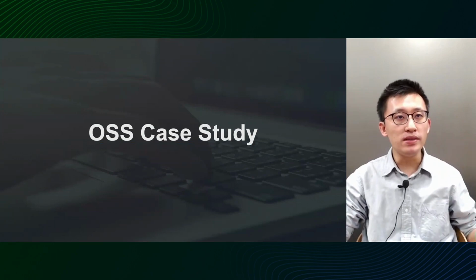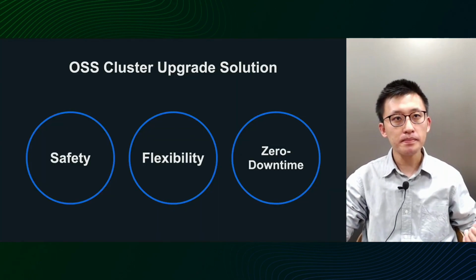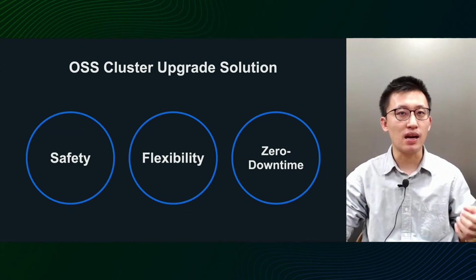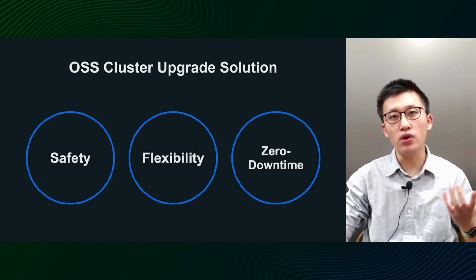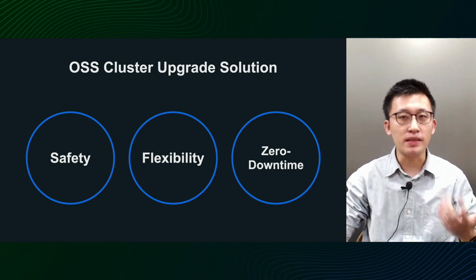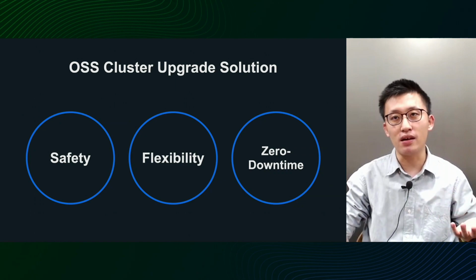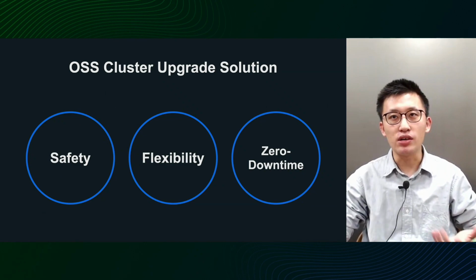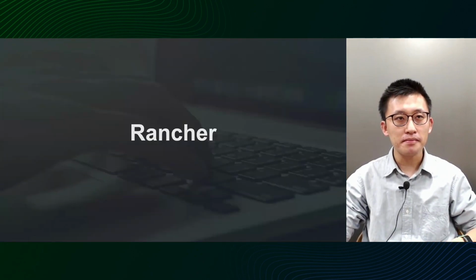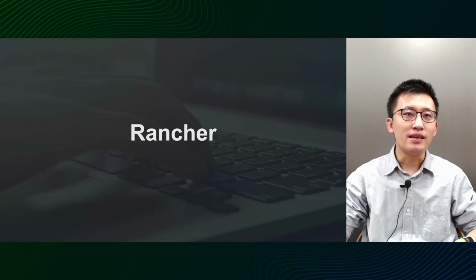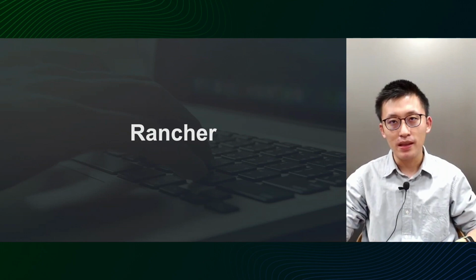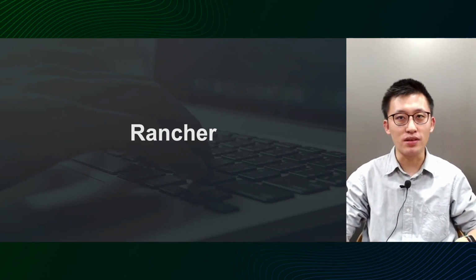Now, let's go to the open source case study part. I will share our investigation results of the cluster upgrade solution on two open source software from the perspectives we consider for our desired solution: safety, flexibility, and zero downtime. As I mentioned, the LINE managed Kubernetes service is customized based on Rancher. So Rancher is definitely the first open source software that we investigated.